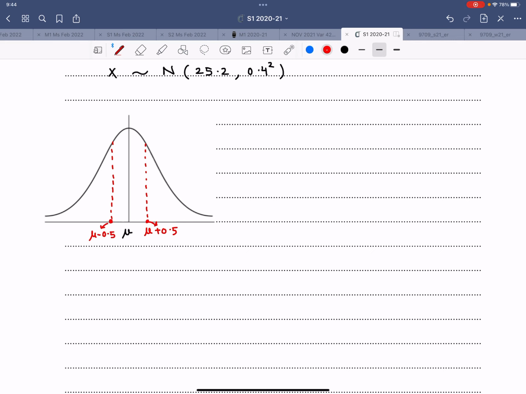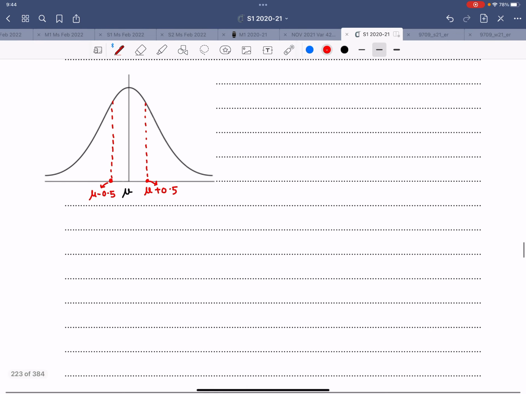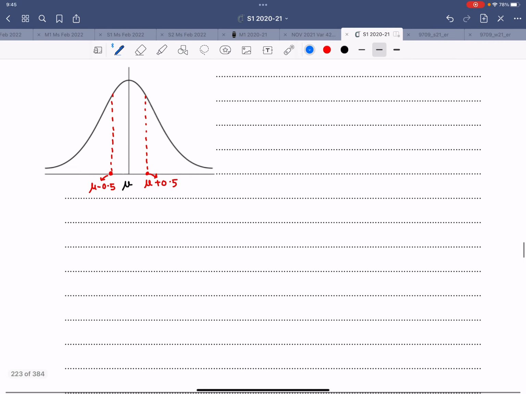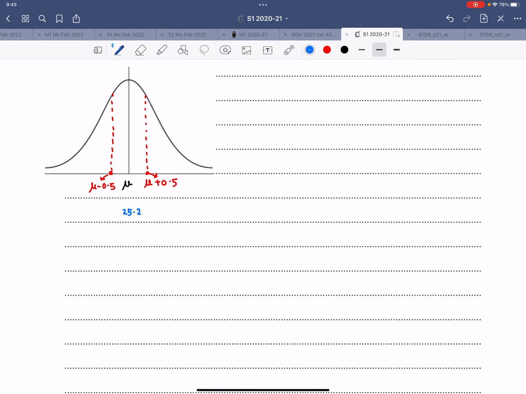Now it doesn't make a difference whether I use the actual value or not. For example, if this is 25.2, I add 0.5, what do I get? 25.7. And if I subtract 0.5, what do I get? 24.7. Now we can work with any one of them.